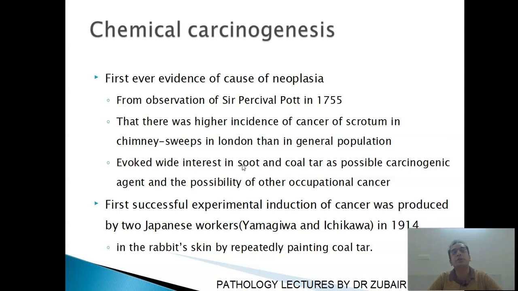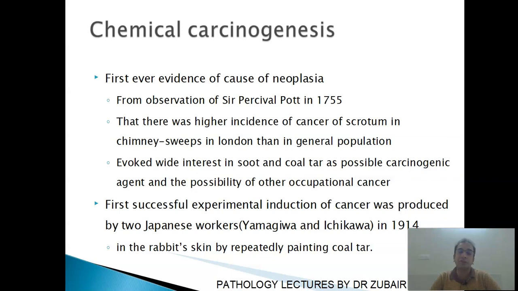So chemical carcinogenesis. The first ever evidence of a cause of neoplasia was from the observation of Sir Percival Pott. He observed that there was a very high incidence of cancer in the chimney sweeps. Which cancer? The scrotal cancer. So that is when he realized that there can be an association between the soot and the coal tar leading to cancer, and possibly other occupational cancers as well.